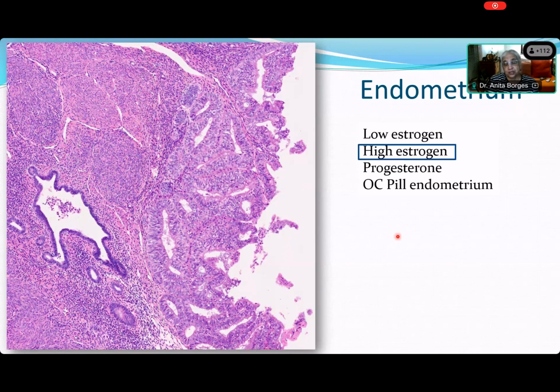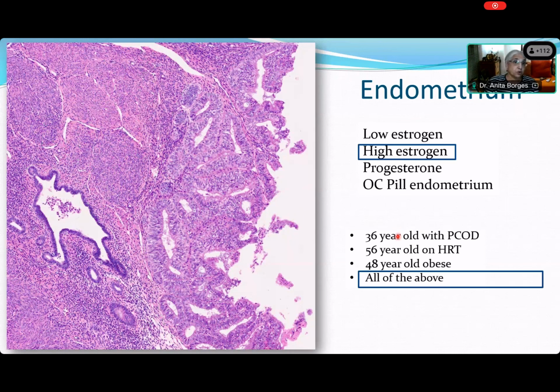So the answer to this question is that it is high endometrium. Okay, so is this a 36-year-old with PCOD, a 56-year-old on HRT, a 40-year-old obese, or all of the above? What do you think? All of the above? Yes, it could be any of these, but this is actually a 56-year-old who's on HRT, and she has developed an endometrial carcinoma. All right, unopposed estrogen, AH or EIN.